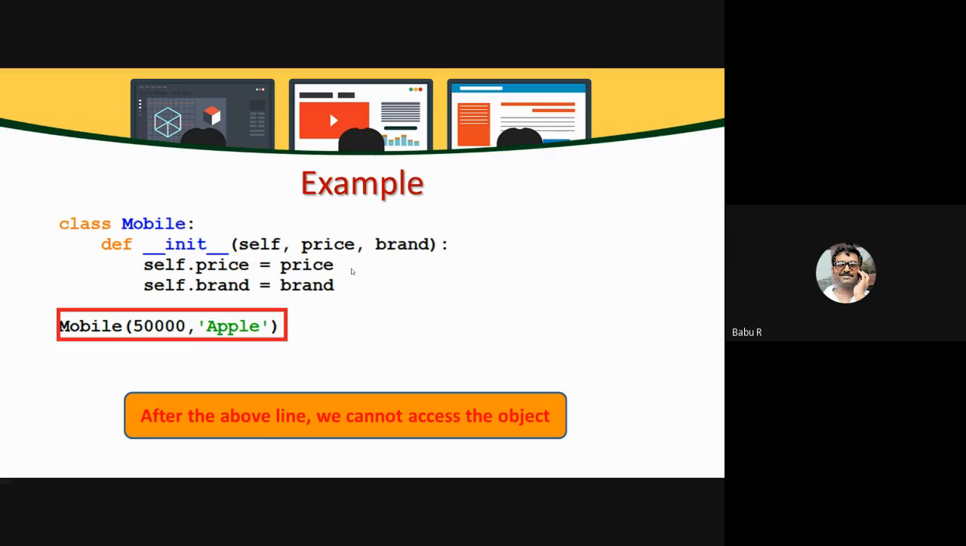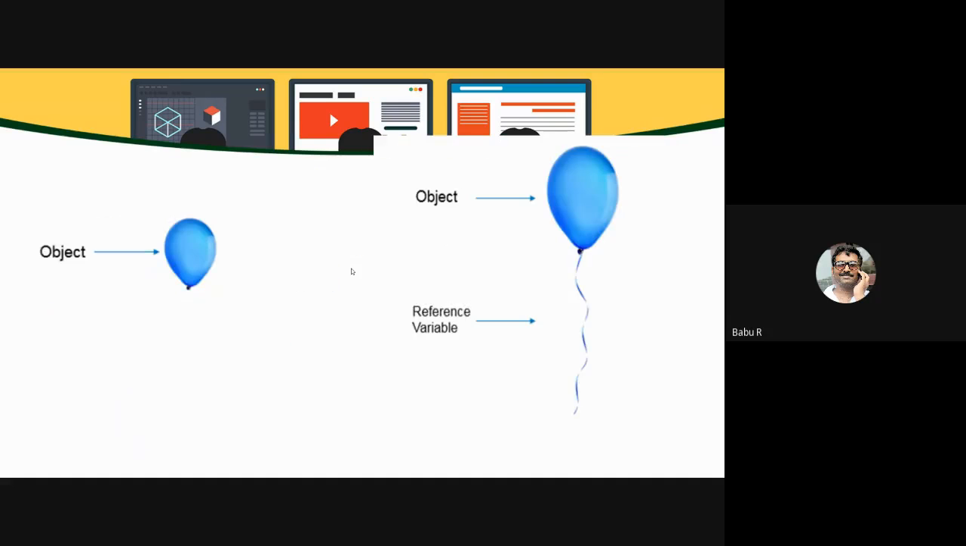So after the above line, we cannot access the object. Yes, after that, it is not possible to access the object anymore. So that is the problem. In order to use that, we have to create a reference variable.